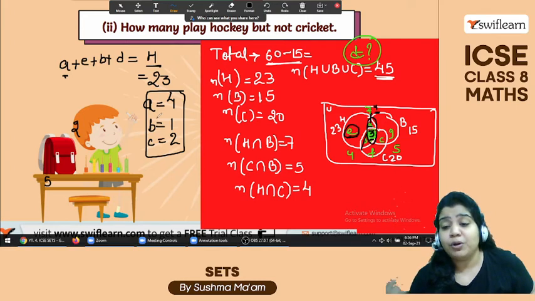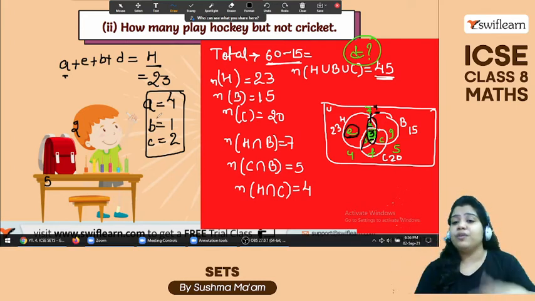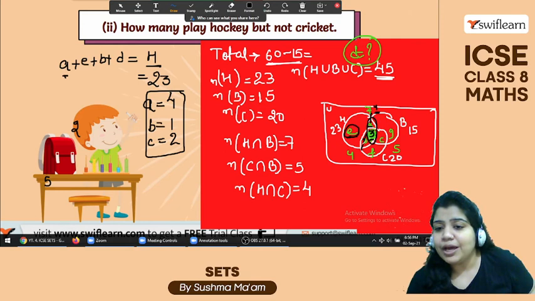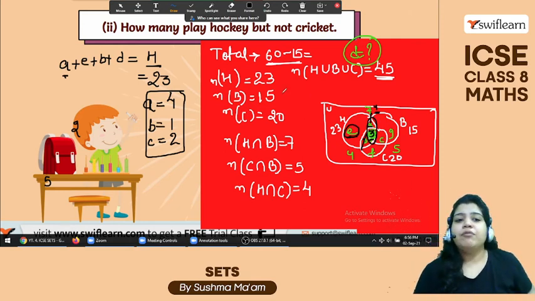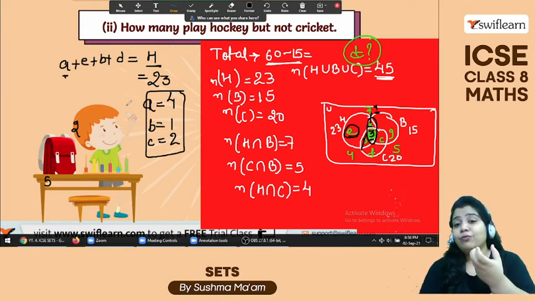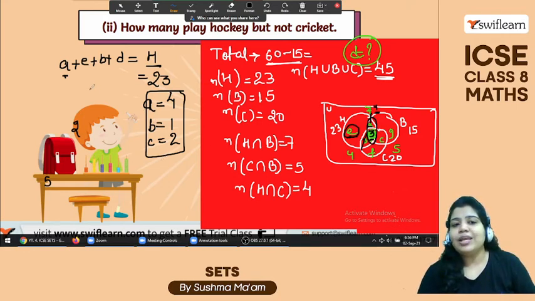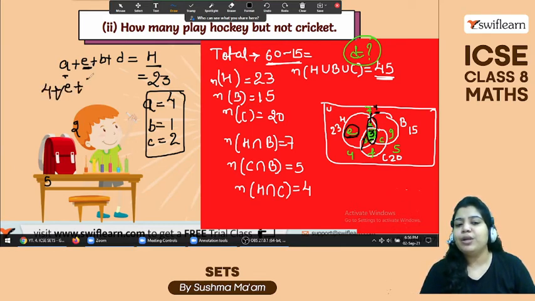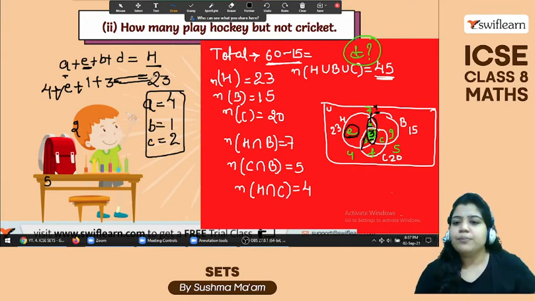Now we have to ignore this B part. We have to ignore this part. So we got each value. Now we have to find only those players who are playing hockey but not cricket. Tell me one thing: A plus E plus B plus D, what is the E value? A value is 4, E value we don't know, B value is 1 and D value is 3. We just found these, and this equals 23.